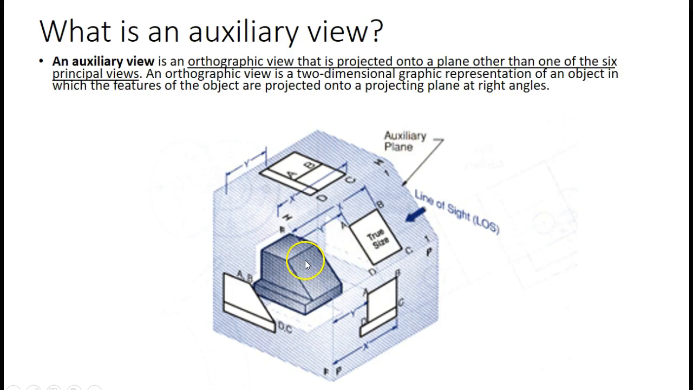And it's done purposely such that when we project orthographically or at right angles these features onto the auxiliary view, you see, it will produce the true size and true shape of the inclined plane. Now, this is one of the reasons why we use auxiliary views, to find the true size and shape of features not parallel to one of the 6 orthographic views.